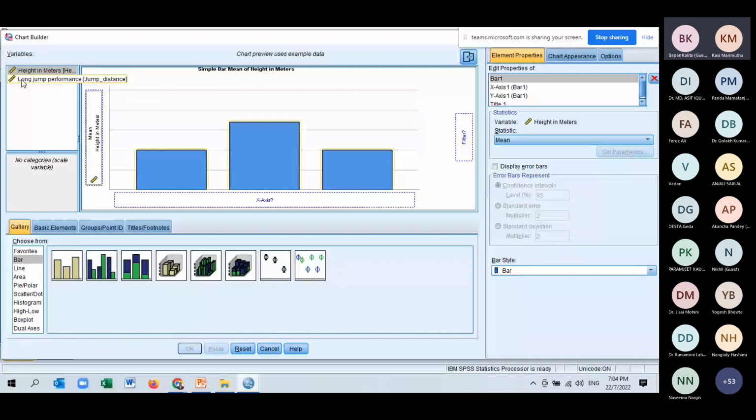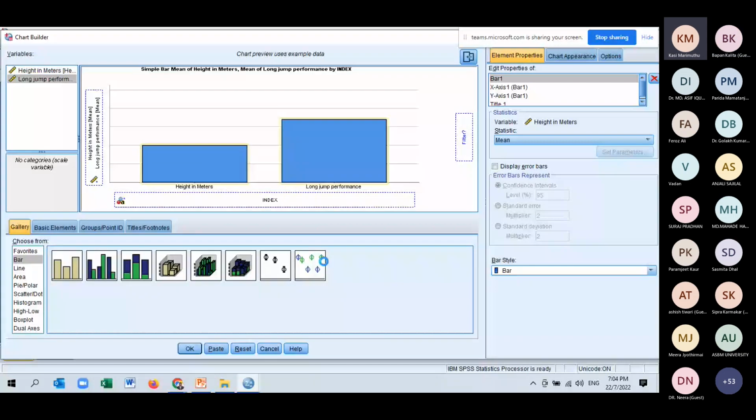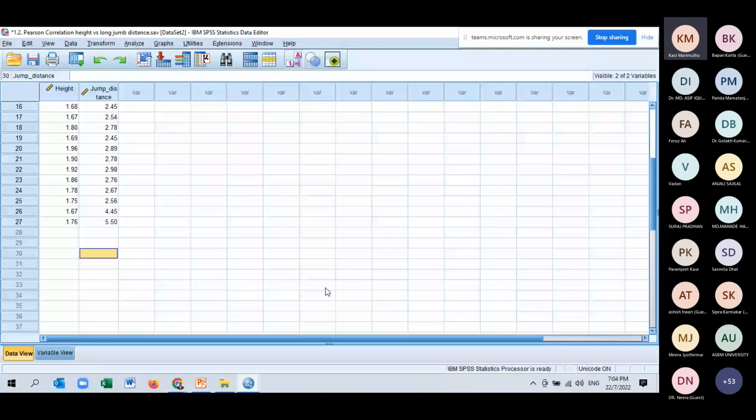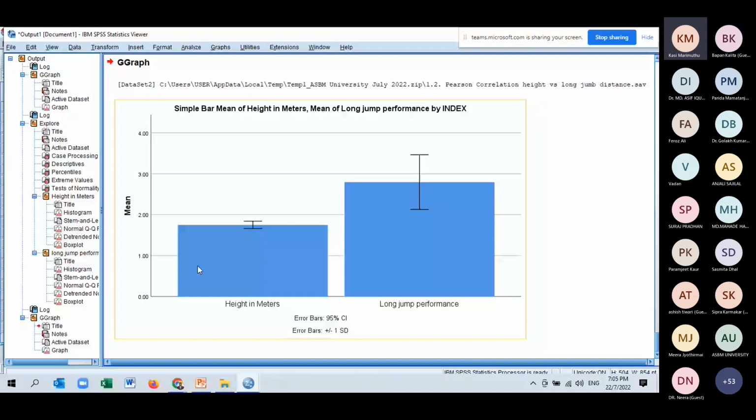Bar. Okay. This time we have a bar chart. So display error bar, standard deviation, standard deviation of 1. I have changed a couple of values purposely, so because of that, the error value may be longer. See here, for height in meters the error is very, very small, whereas for the long jump the bar is very, very high. So it shows that there is a huge variation.